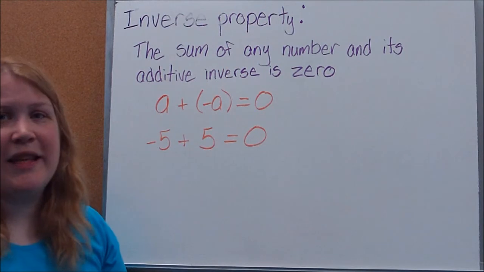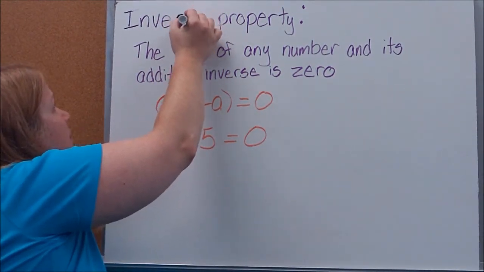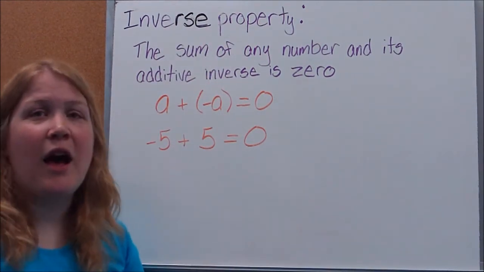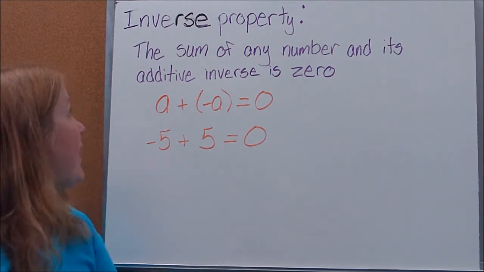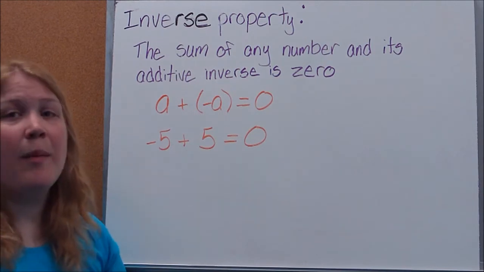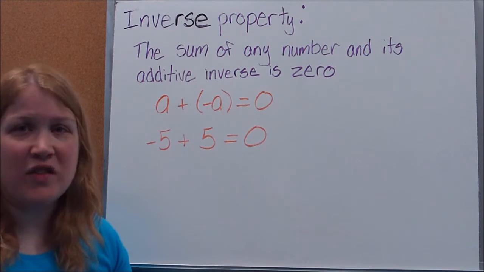Our next one is the inverse property. Sorry, some of that faded a little bit. The inverse property. We defined additive inverse back in an earlier video, so you should be familiar with that. The inverse property simply tells me that the sum of any number plus its additive inverse, or its opposite, is going to give me 0.